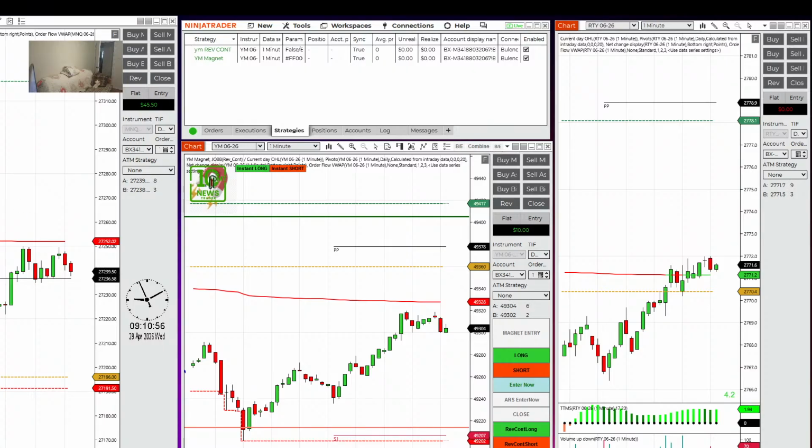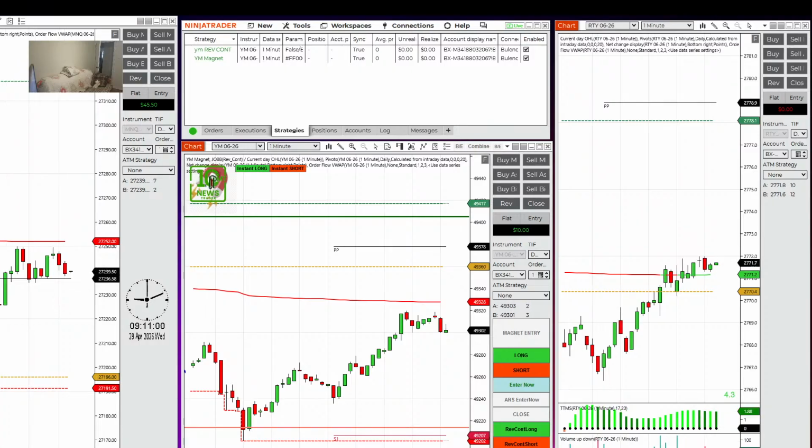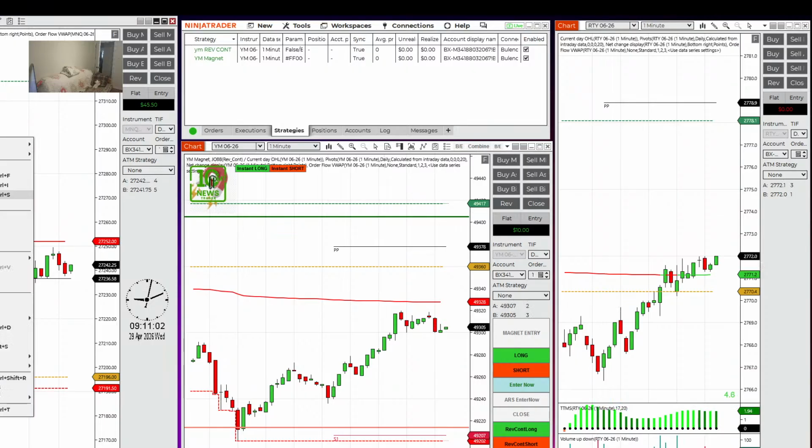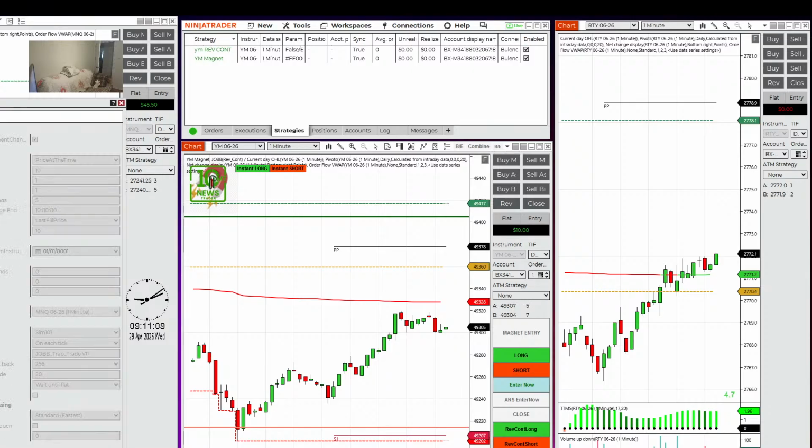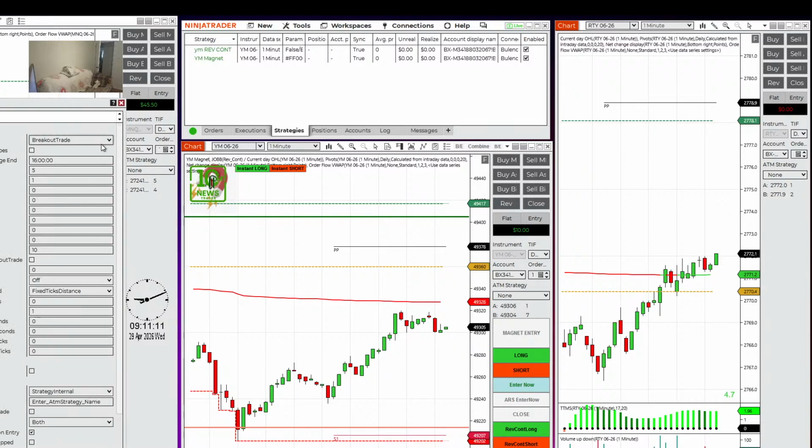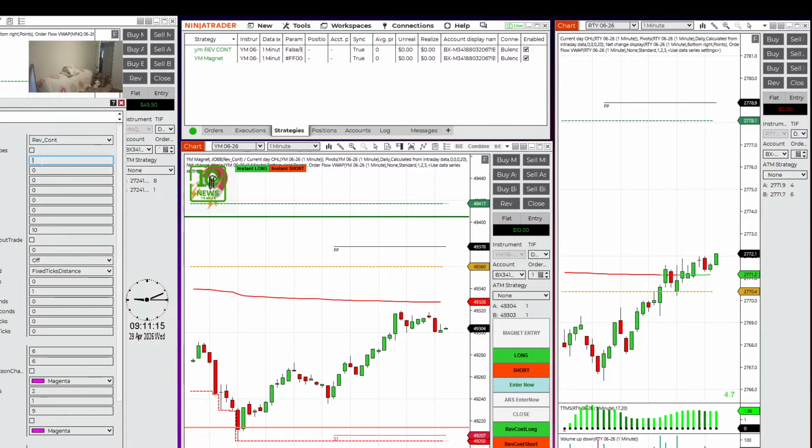All right, MNQ. First things first, we put a reverse continue on the chart. I put a magnet and a reverse continue on every chart. Click the news trader, change the breakout to a reverse continue. Couple of contracts. Stop of 75 and a target of 75.